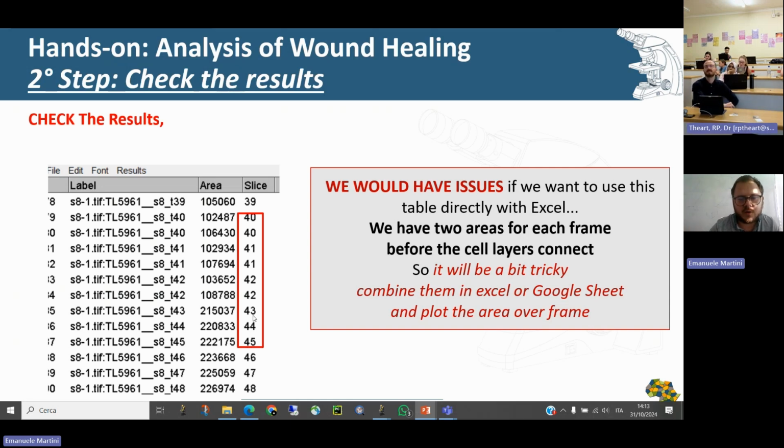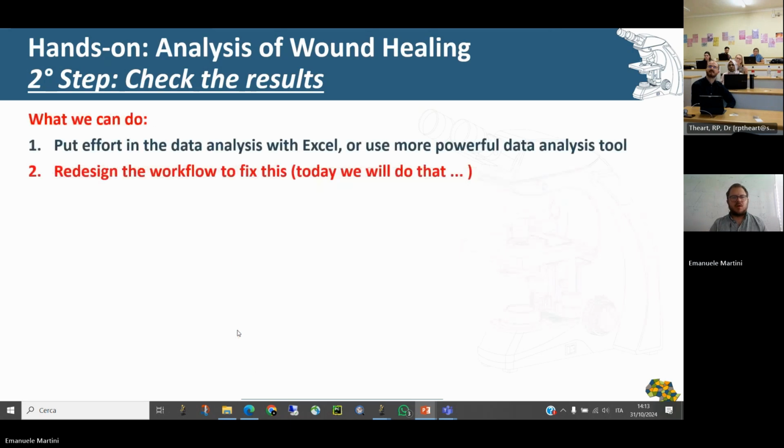So what you are going to do is to find some trick, some data analysis script to be able to handle the fact that sometimes you have two values for each time point, and then sometimes you have only one value, okay? So you can do many things in this case. You can put effort in data analysis with Excel, Python, R, MATLAB, what you usually use to do data analysis. And it's for sure a good way to approach the problem.